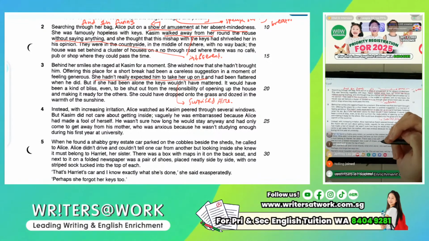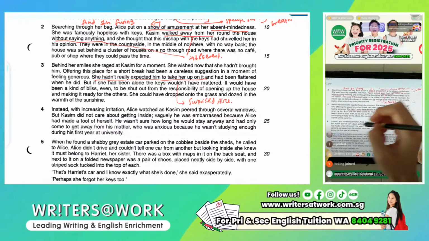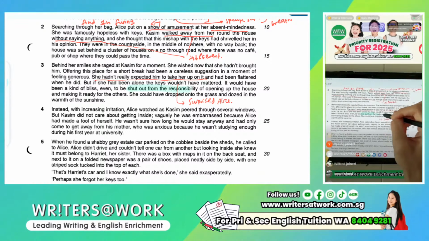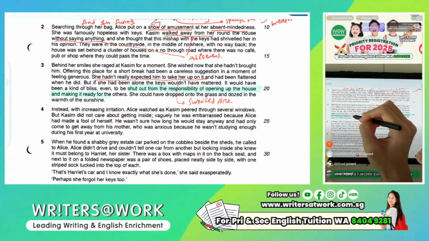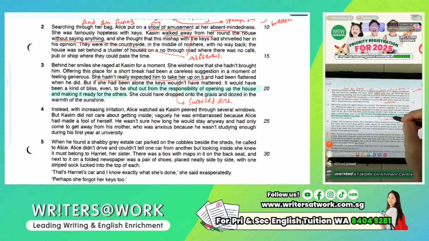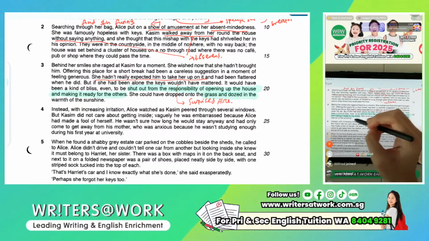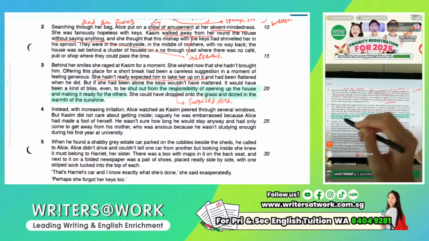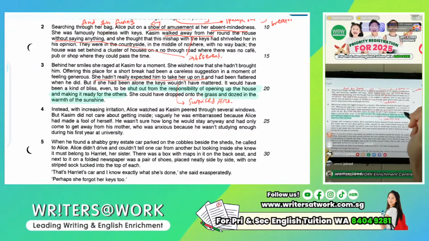Next, you observe that she wished that Kasim wouldn't come, so she doesn't have to open up the house and host him, and that she could also sleep. Here it's also stated. Next, you observe that here there's this word called flattered. Flattered here means insincere praise. Okay.